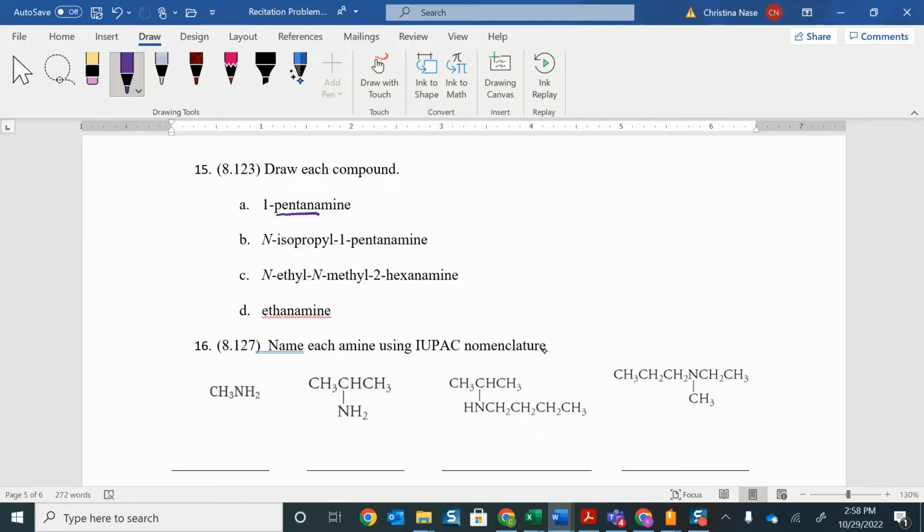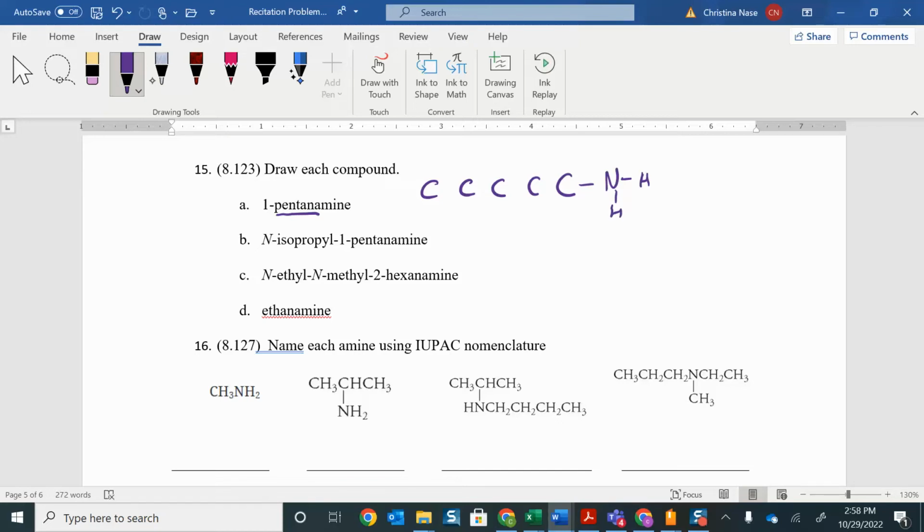So I'm going to draw my 5 carbons: 1, 2, 3, 4, 5. And on that first carbon, I'm going to put my amine, my NH2. Nitrogen likes to have 3 bonds to it, so I'm going to have a hydrogen here and a hydrogen here. There we go, that's its most preferred form.